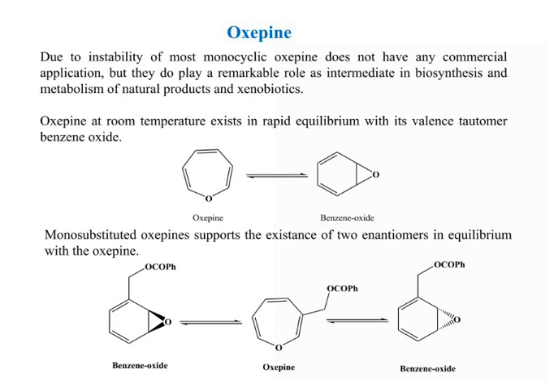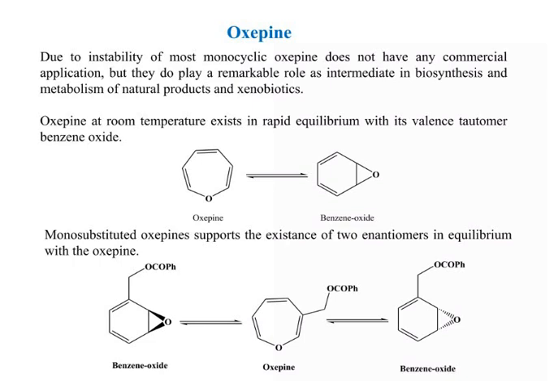Now, oxepine. Due to instability of most monocyclic oxepines, they do not have any commercial application, but they do play a remarkable role as intermediates in biosynthesis and metabolism of natural products and xenobiotics. My friend, oxepine at room temperature exists in rapid equilibrium with its valence tautomer, benzene oxide. You can see here how oxepine under rapid equilibrium gives benzene oxide.